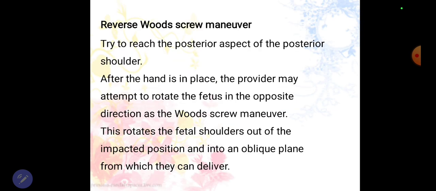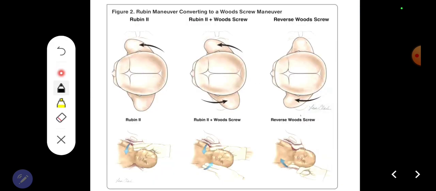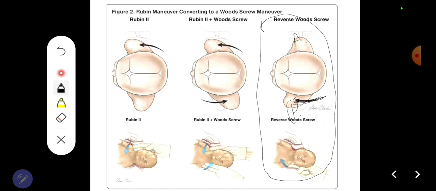If the wood screw maneuver fails after 30 seconds to deliver the baby by gentle axial traction, we start the reverse wood screw maneuver. In reverse wood screw, try to reach the posterior aspect of the posterior shoulder. This image represents reverse wood screw. This is the anterior shoulder and this is the posterior one. In reverse wood screw, we try to reach the posterior aspect of the posterior shoulder and reverse the direction of rotation.